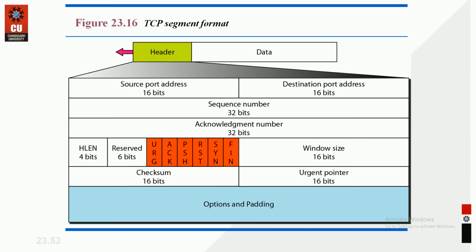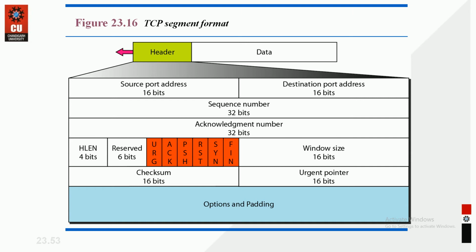Then we have HLEN, that is the header length, which defines the total length of this header. Reserved bits are kept for further use. Window size is very important, and we have already discussed it. Window is used in what? The flow control mechanism. We have covered go back N, selective repeat and the sliding window protocol.